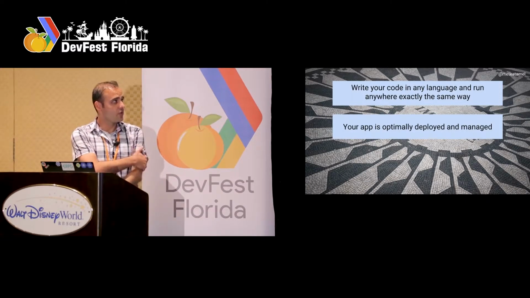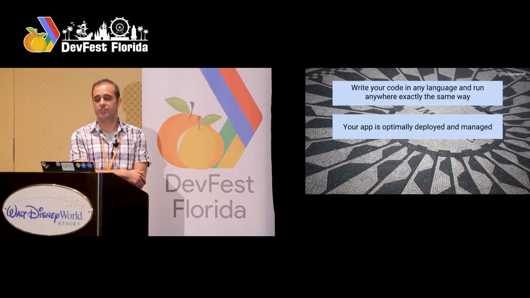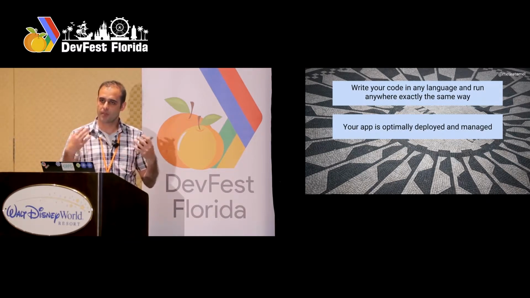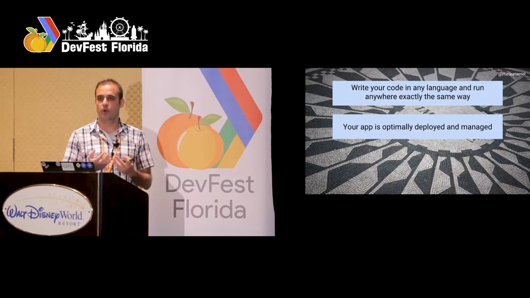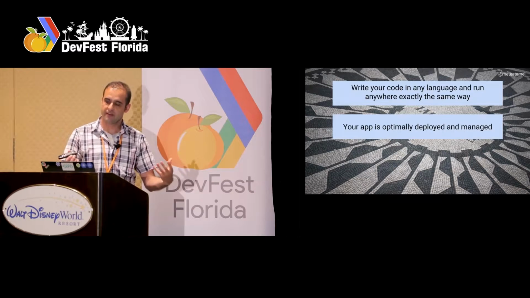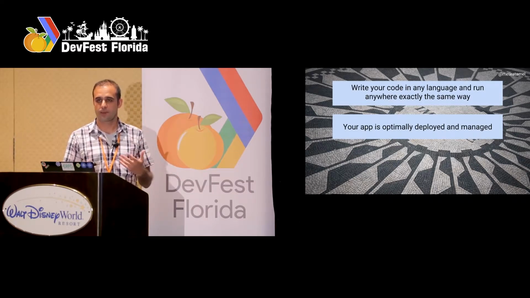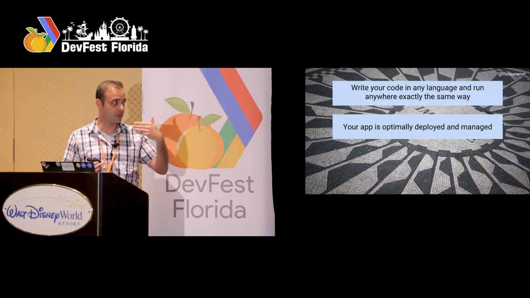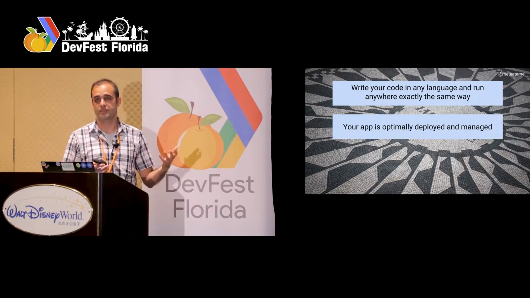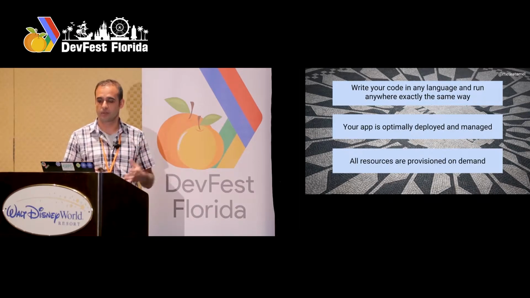The second thing is your app should be optimally deployed and managed. So as an application developer, I should write my code, but then when it's time to deploy it, it should be optimally deployed on the infrastructure that I have, and it should be managed by someone. But I don't necessarily need to worry about this myself, because I think we should be beyond this point where we are worrying about this ourselves. There should be some kind of system that does this for me.